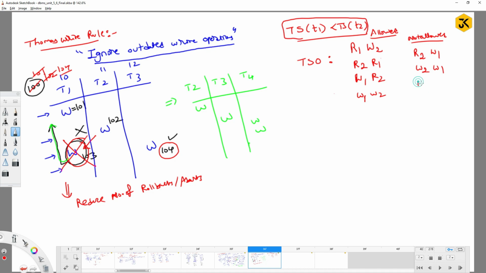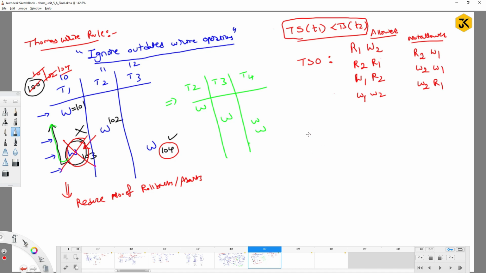What about the case of write 2 followed by read 1? Not allowed, definitely, right? Why are they not allowing it? They definitely conflict, and the order of execution of the transactions is not going to happen in the order of their arrival. Whatever order they come in, in the same order they have to be executed, but they are not coming that way, so they are not going to be allowed.